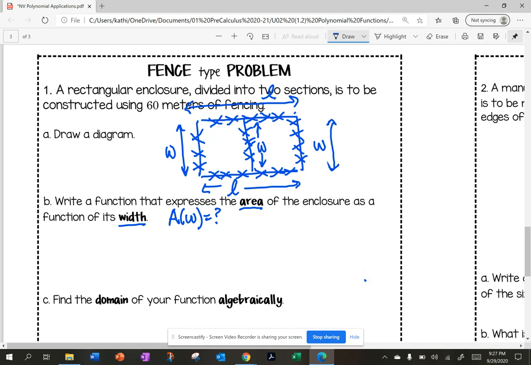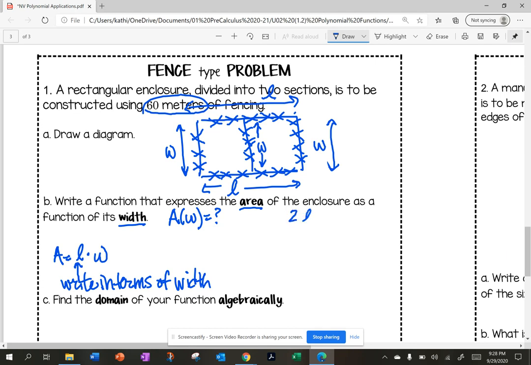So I know that I can solve for length in terms of width. Because I'm trying to set up for my equation, I want area equals length times width, but I want to rewrite length in terms of width. And I do that by using another equation. So I'm using my perimeter information. So I'm going to set up 2 times length plus 3 times width equals my fencing, which is 60.